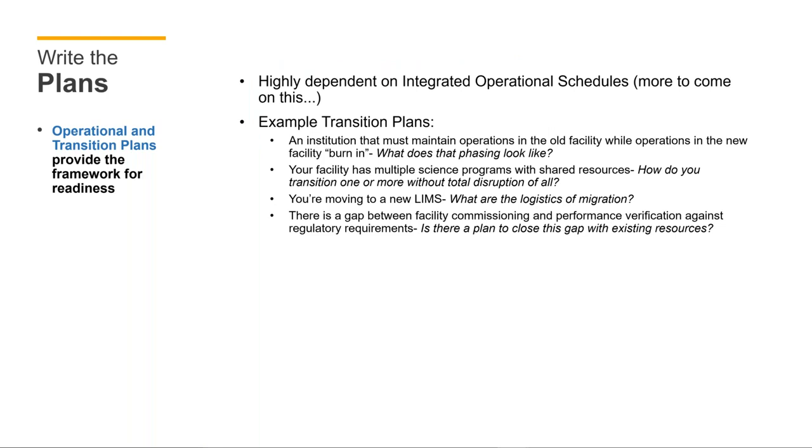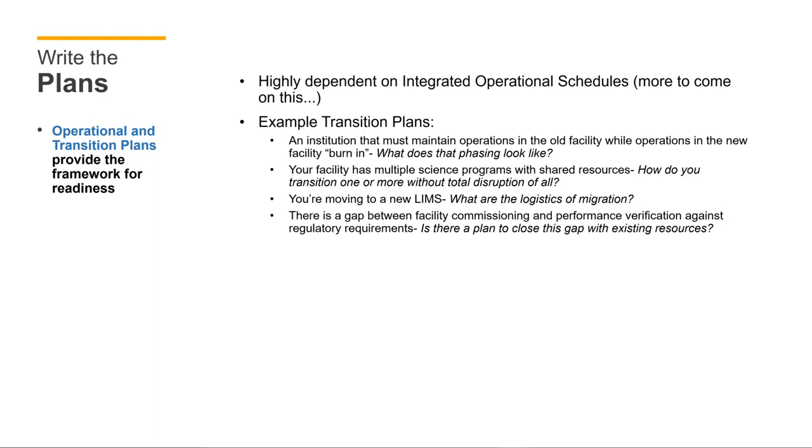So if you're wondering about some examples of transition plans, here's a couple of points. An institution that must maintain operations in the old facility while operations in the new facility burn in. What does that phasing look like? Is that going to require redundant or duplicate staff? How are you going to resource that? Your facility has multiple science programs with shared resources. How do you transition one or more without total disruption of all? You're moving to a new laboratory information management system. Have you thought through the migration process and the logistics necessary?